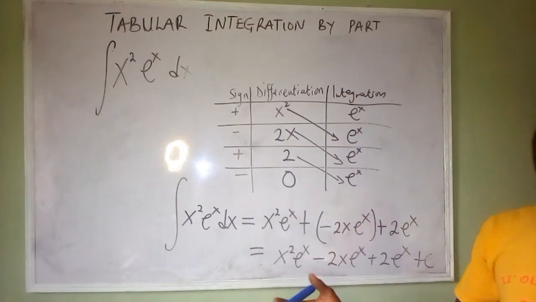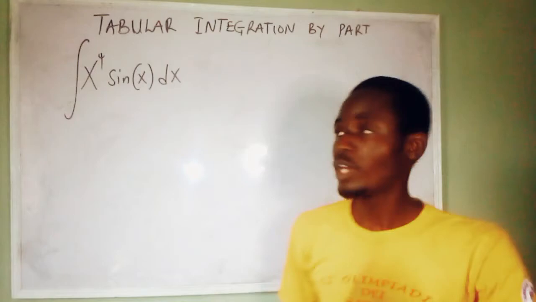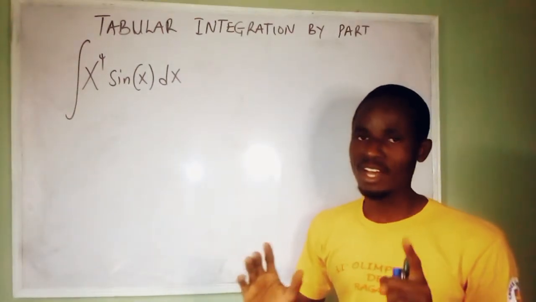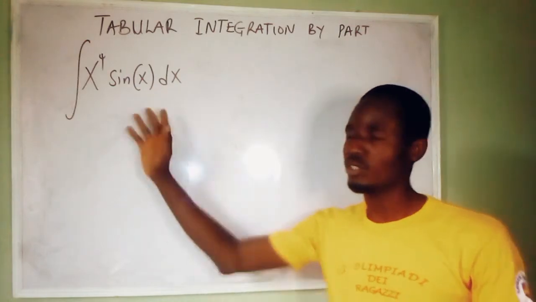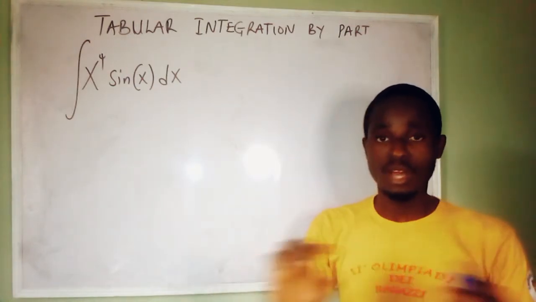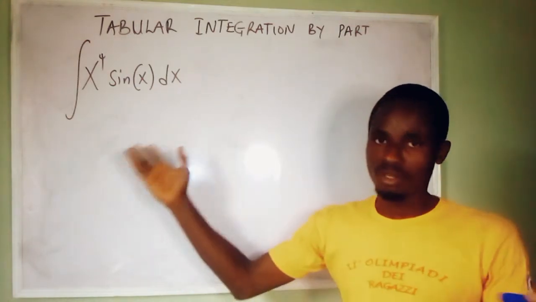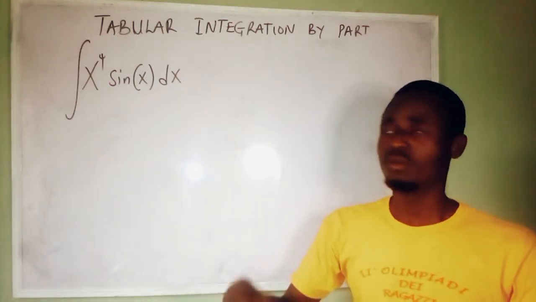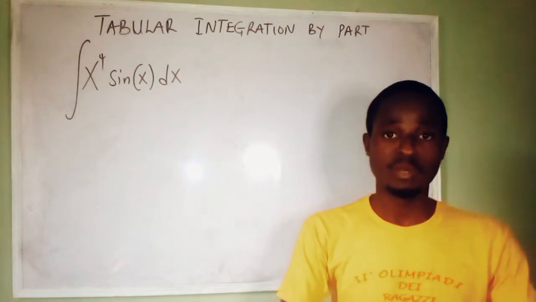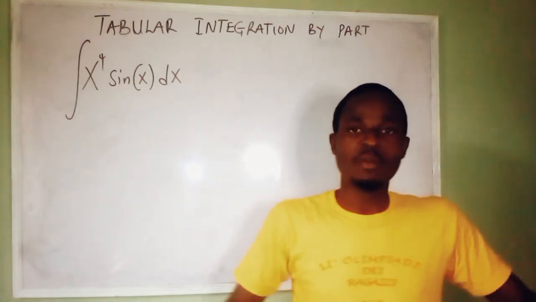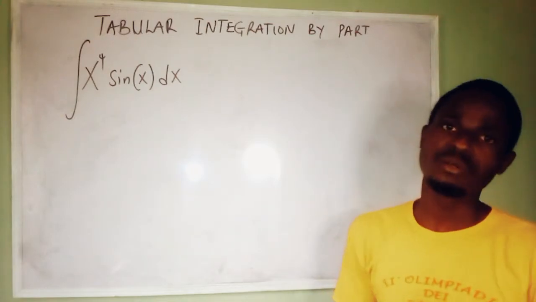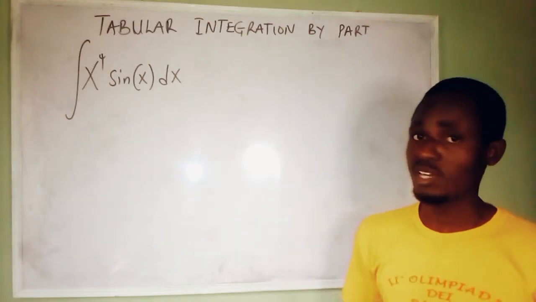Okay, I'm going to solve another complex question with this and see how it goes. Let's look at this using the same tabular method. You can actually try this yourself. After some minutes, I will give you a chance to try this yourself, so you can pause the video, try it yourself, and see if you get the same answer. You can also use the uv minus integral of v du, compare the answers, and it will definitely be the same.